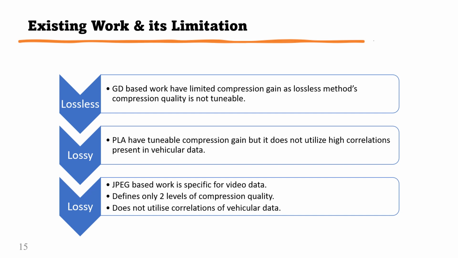But as this solution uses lossless algorithm, hence it has less space efficiency and also data quality is not tunable. So lossy based work uses PLA. This method gives the ability to tune data quality but does not use the high correlation feature which is present in CAN signals. Another recent lossy based work uses JPEG compression to store video data, but it defines only two levels of compression quality, and it also doesn't utilize the correlation of vehicular data.